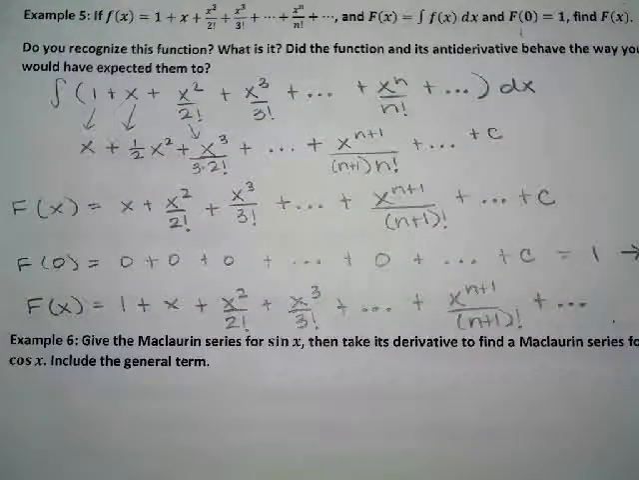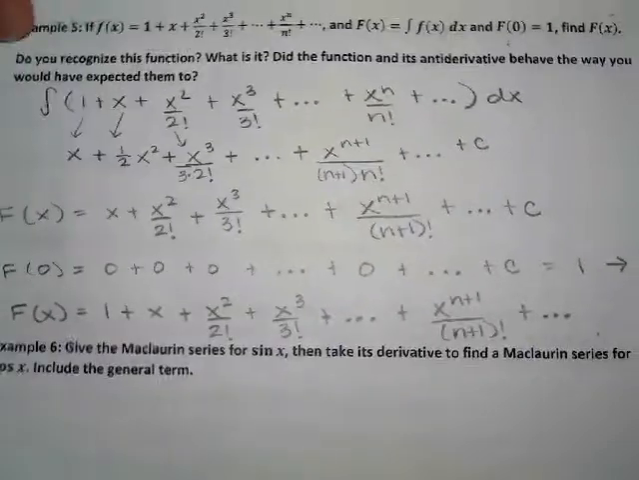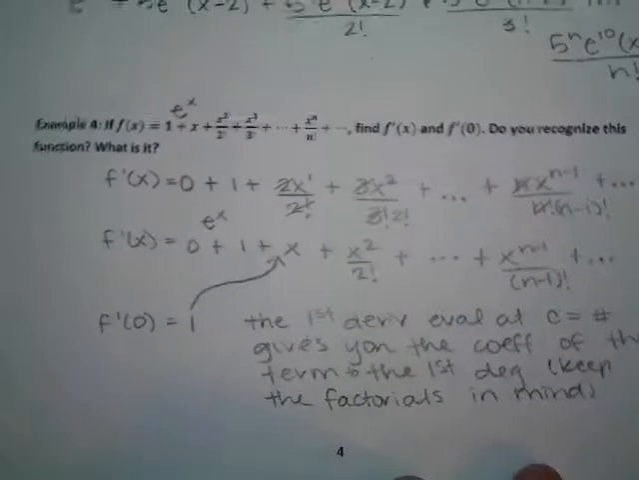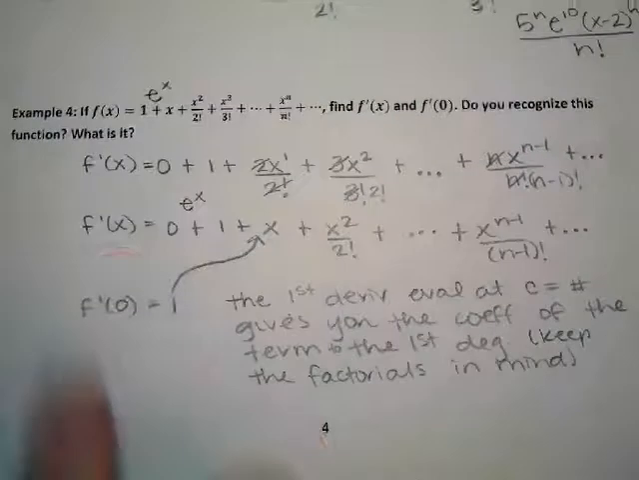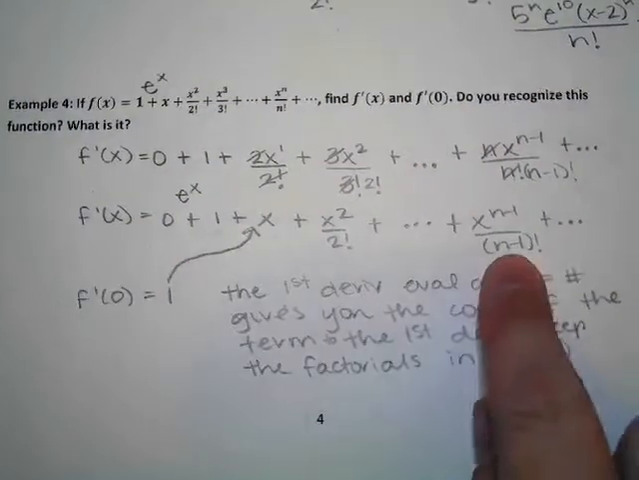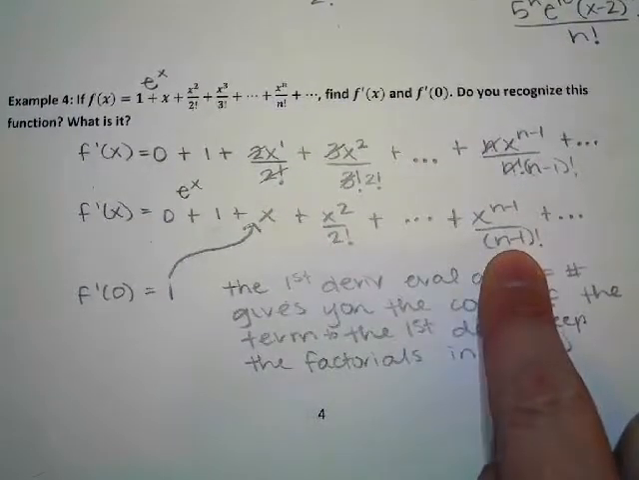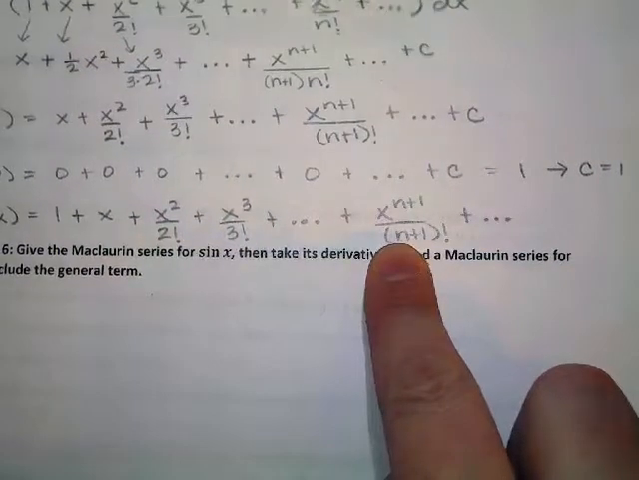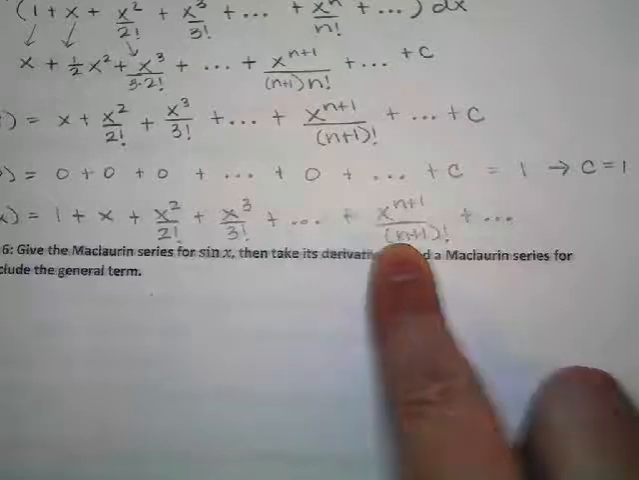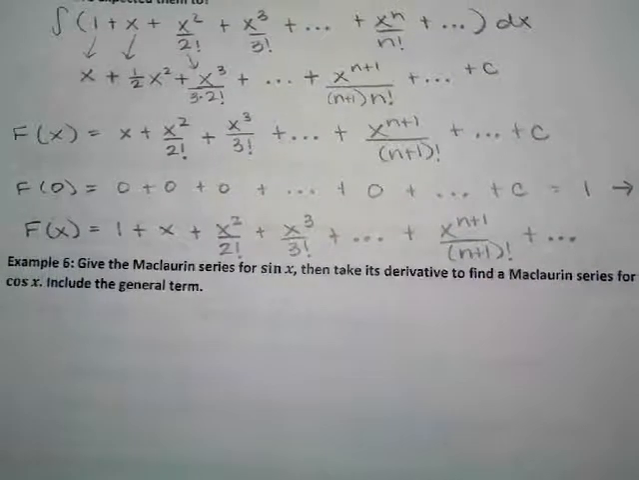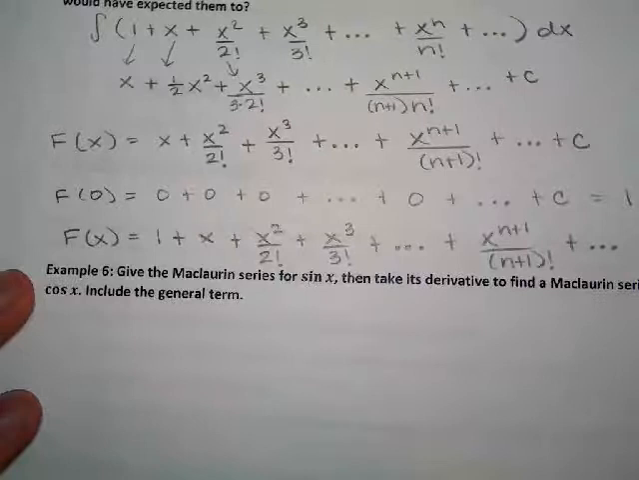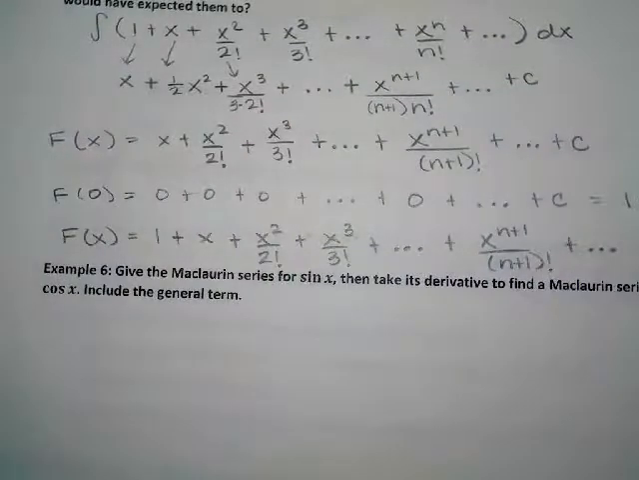So notice they're the same, but they're all off by the degree that you would expect. So the derivative has dropped by 1 degree, the way that we would expect, and the antiderivative has increased by 1 degree, the way that we would expect. But overall, it still represents e to the x. So you can still see the derivative and the antiderivative in the nth term, but the pattern still represents e to the x. Okay?